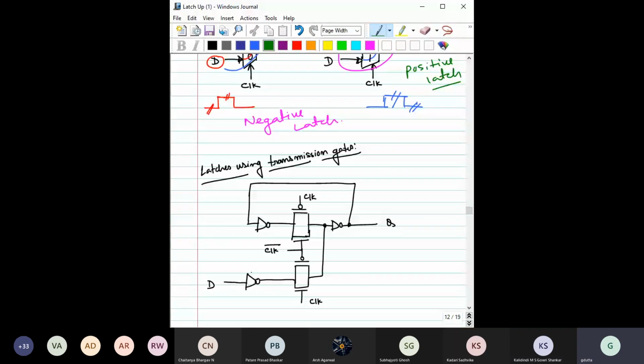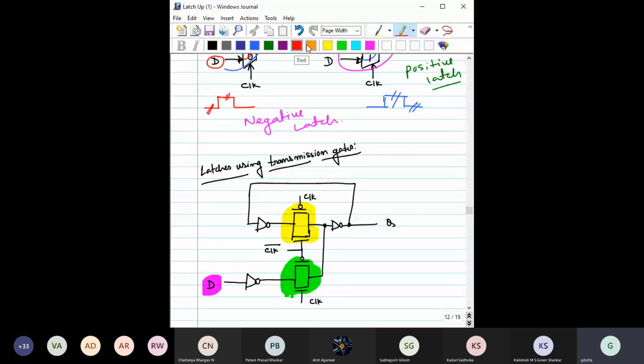This implementation is not difficult actually. If you recall, when we discussed the pass transistor and transmission gate, we saw how easy it is to implement muxes using a pass transistor or a transmission gate. So here we are using the transmission gate only. This is one transmission gate, this is another transmission gate, and this is another. Here we have given Q. This is the D input. Let's see what is happening.